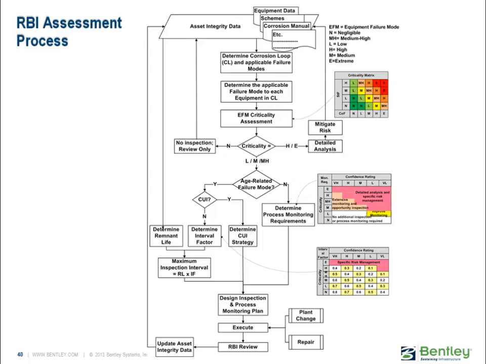After the assessment is done, then we are going to execute the defined action and inspection tasks. And based on the result of those inspections, we are going to review our RBI assessment and update the asset integrity data according to that. This is the summary of an RBI assessment process.